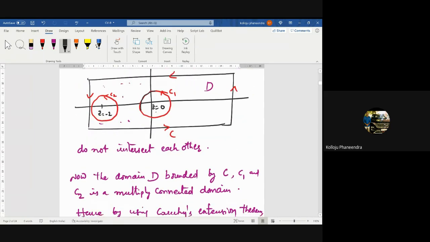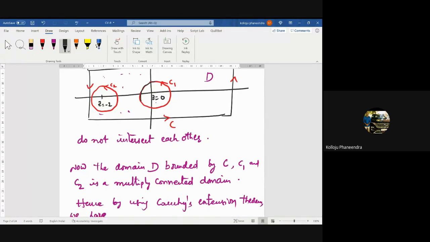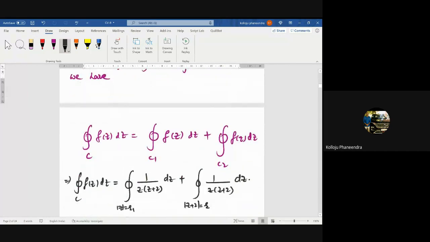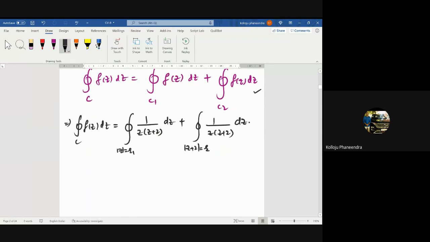Okay. Then what does this domain now become? It is a multiply connected region, that is a triply connected region. So what is Cauchy's extension theorem for a triply connected region? Exactly this. I'm substituting this. Now see, all of you, this is one problem and this is another problem. Got it? Over C1, this is C1, you can write like this also, doesn't matter. C1 and C2. And over C1, what is the singularity?